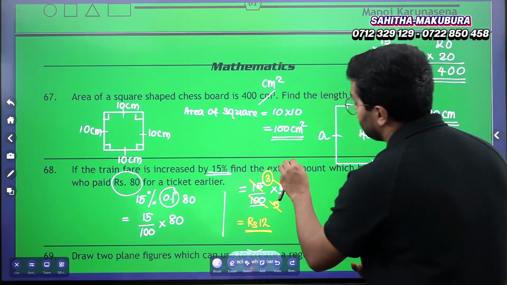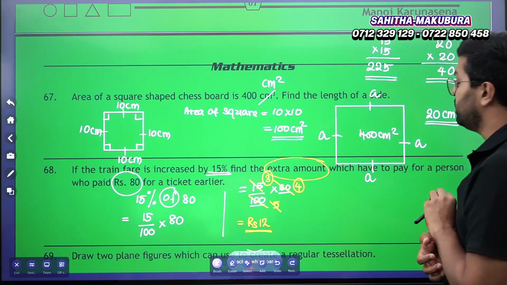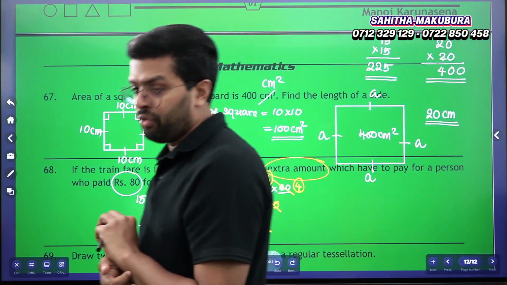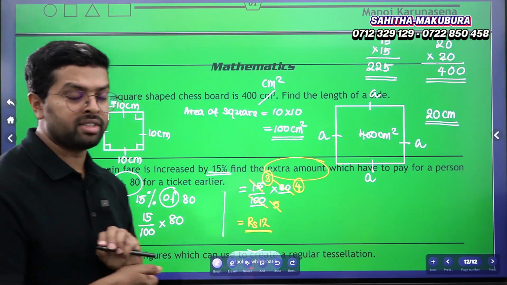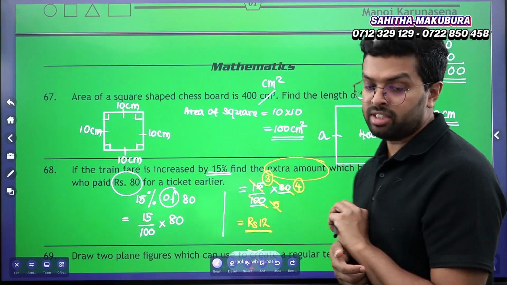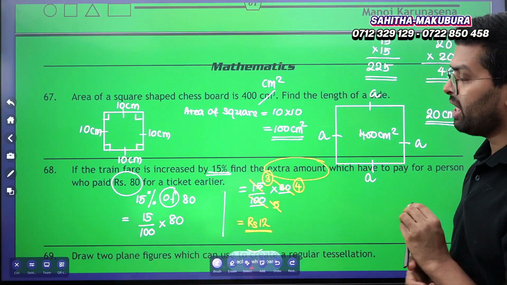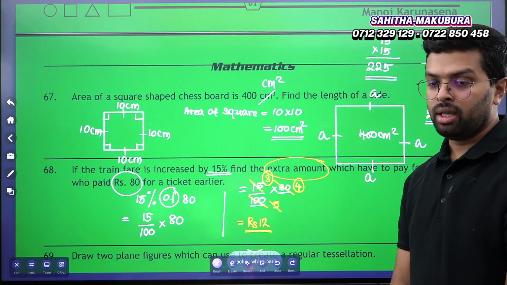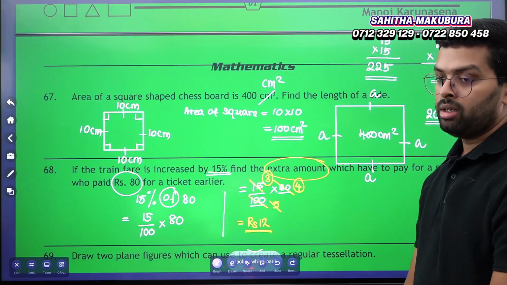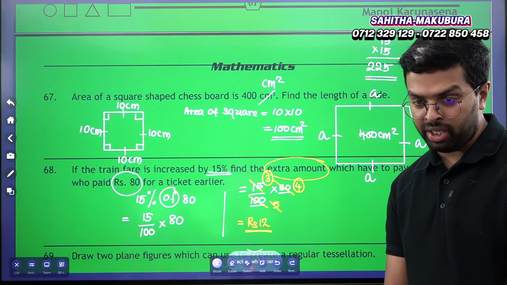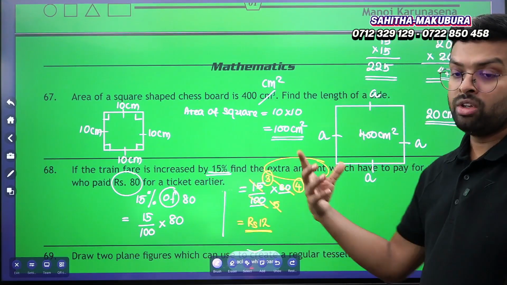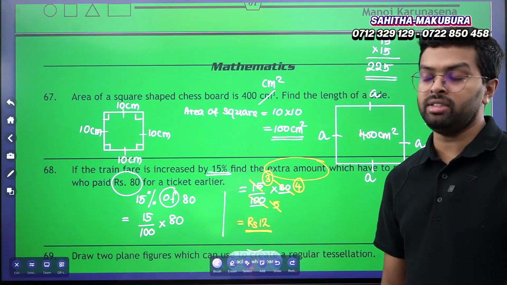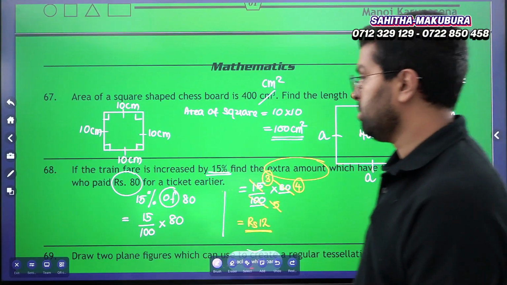So now what is the extra amount we have to pay? 15% out of 80 is the extra amount you have to pay, right? So the extra amount is 12 rupees. What is the new price of the ticket? 80 plus 12. New price is 92 rupees. The question is asking what is the extra amount we have to pay now. So the additional amount we have to pay is 12 rupees.